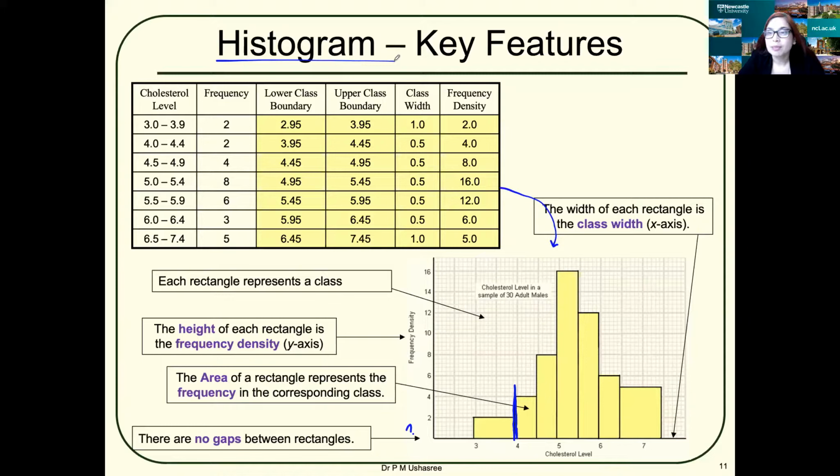So it helps you to interpret how many patients or adults in this case will have cholesterol level between 2.95 and 6.45. You can easily study from here, just by adding all the areas. Area is nothing but frequency. So adding all the number of data.